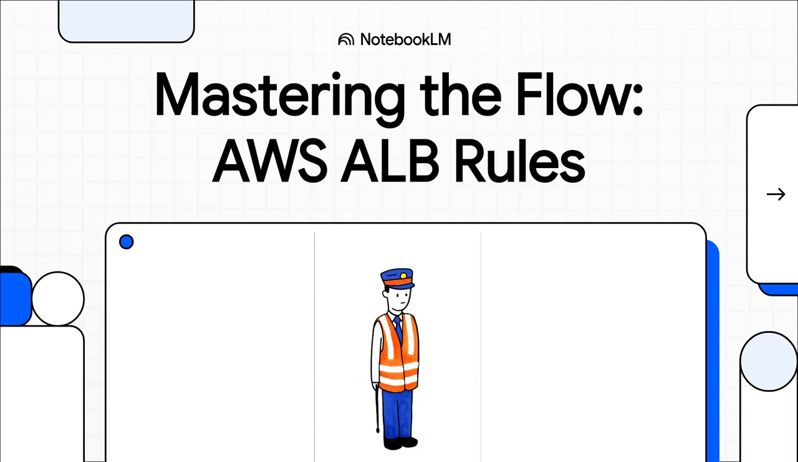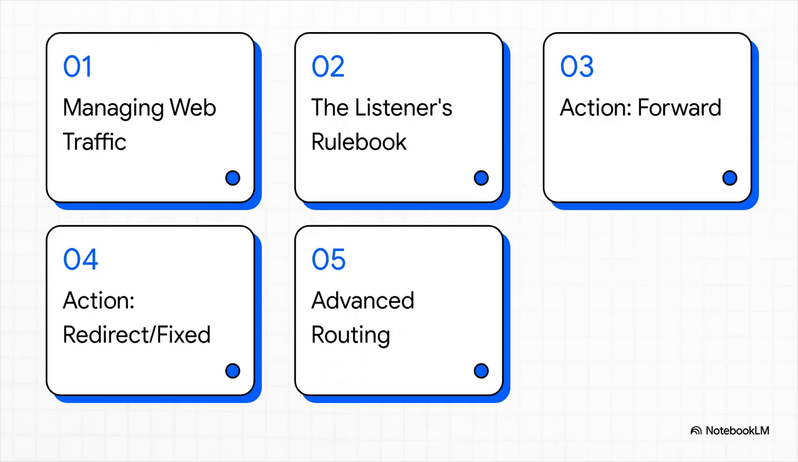Welcome to the Explainer. Today, we're digging into something that is, honestly, one of the most powerful features in all of AWS, Application Load Balancer rules. This is how you get to control your web traffic with surgical precision, right at the front door of your entire application.